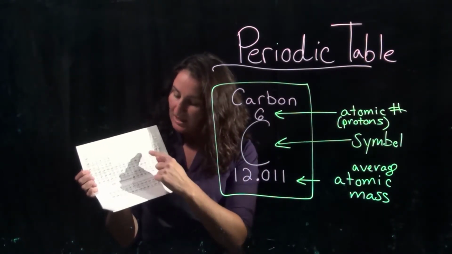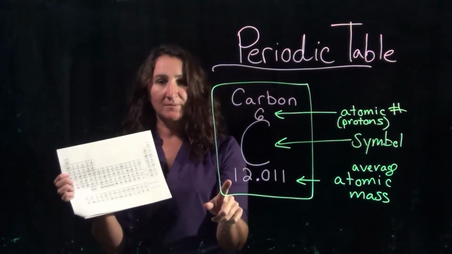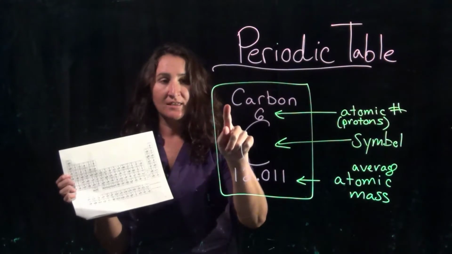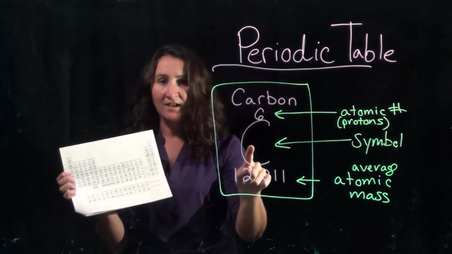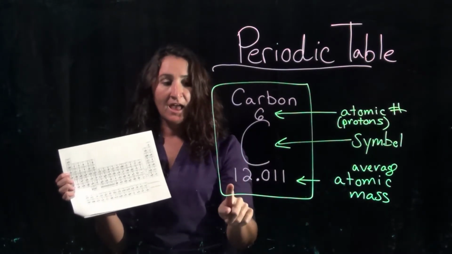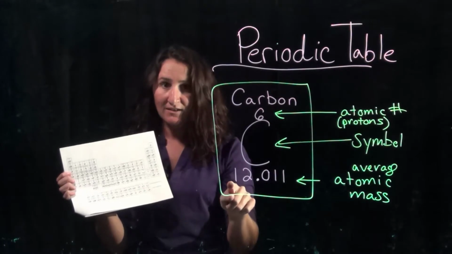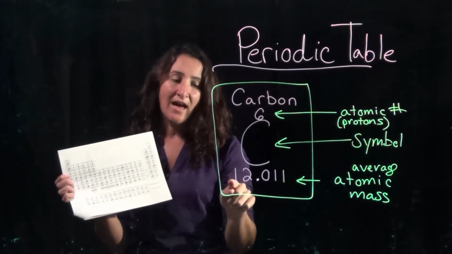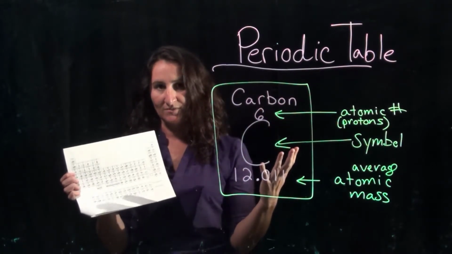So to begin with, each box that you see on here is a different element. I have put carbon up here for you. Carbon, the element name is written, and then we see 6, where it has 6 protons. The symbol is a C for carbon, and then we have our average atomic mass. This is not just the mass of a single carbon, it's what the average atomic mass would be for all of the carbons in the universe.